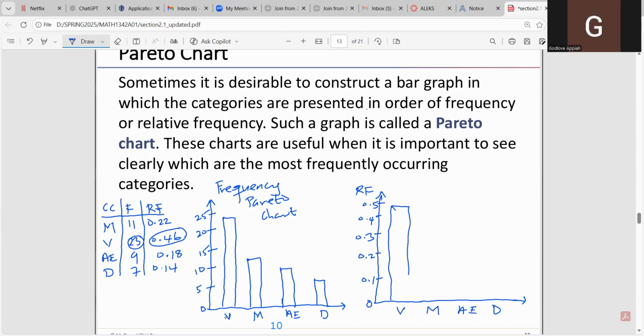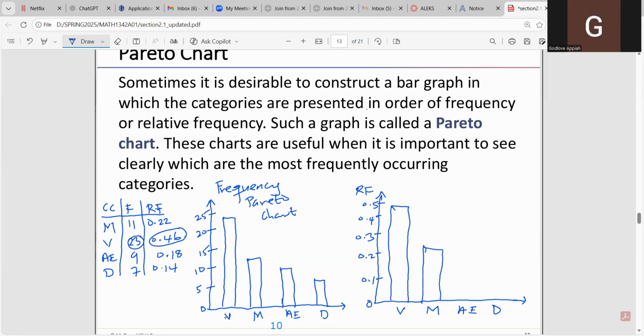So I'm going to have a rectangle on top of Visa. And then MasterCard has a relative frequency of 0.22, which is going to be a little bit above 0.2 right here. So I'm going to have another rectangle corresponding to 0.22 on top of the MasterCard category.